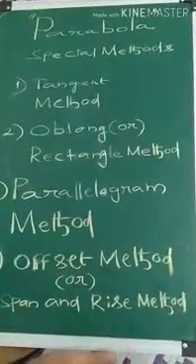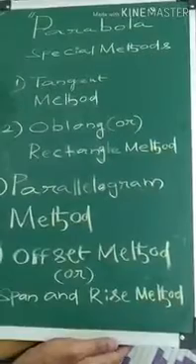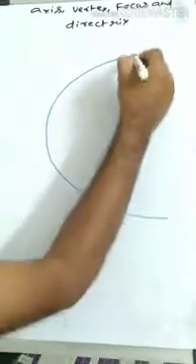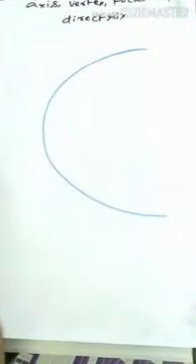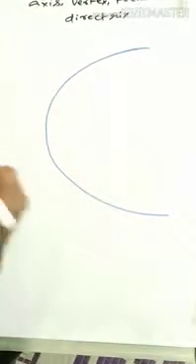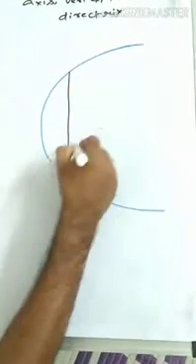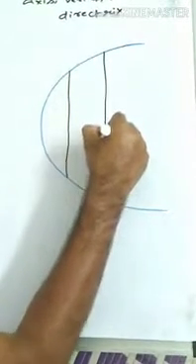Now, for the parabola, how to draw its axis, vertex, focus and directrix. Let us consider a parabola. For the parabola, you have to draw two parallel chords, somewhere else. Now I am drawing two parallel chords.